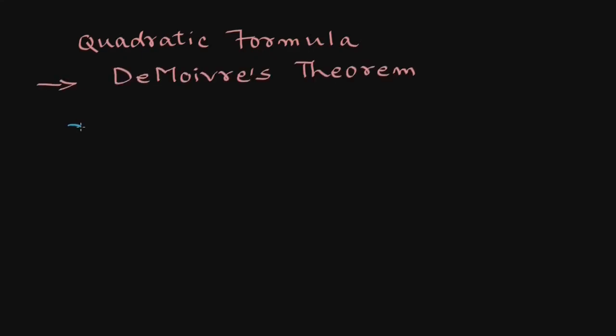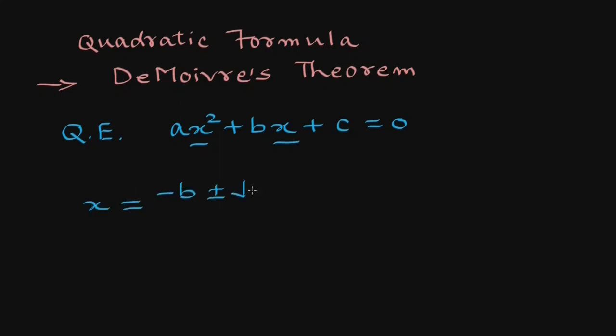In the next part we will see how we can use the quadratic formula to solve problems based on DeMoivre's theorem. For a quadratic equation ax² + bx + c = 0, the roots can be given by the quadratic formula x = (−b ± √(b² − 4ac)) / 2a, where a is not 0.